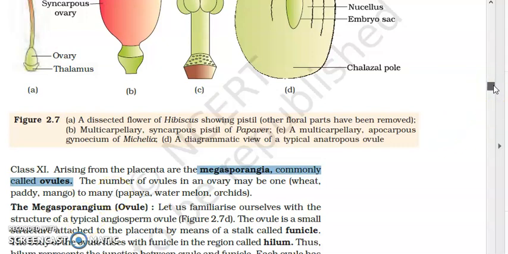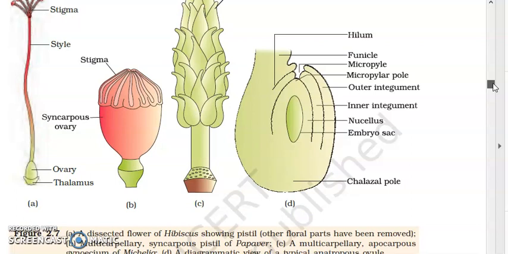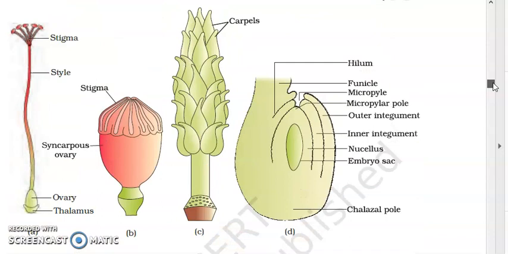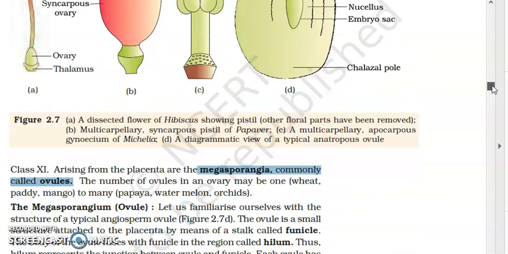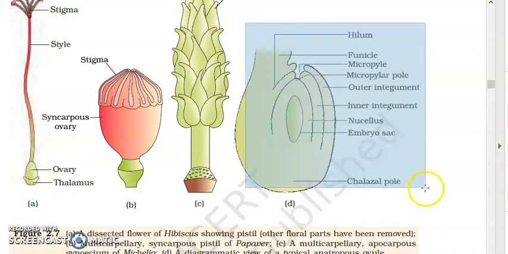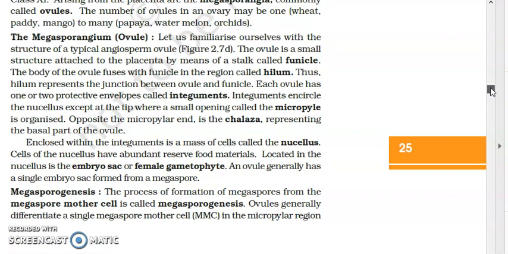We can definitely say that you can get a trick question: draw the detailed diagrammatic view of an ovule or the megasporangium in the angiosperm. So you should be clear that the same concept has been asked in two different ways and which diagram is to be drawn. So this is the diagram which is to be drawn, and now we just discuss very quickly the parts of the ovule or the megasporangium.